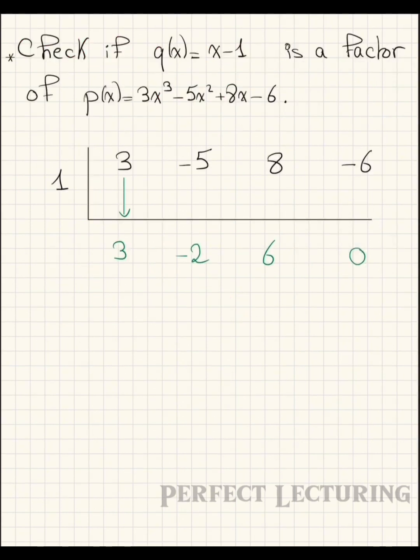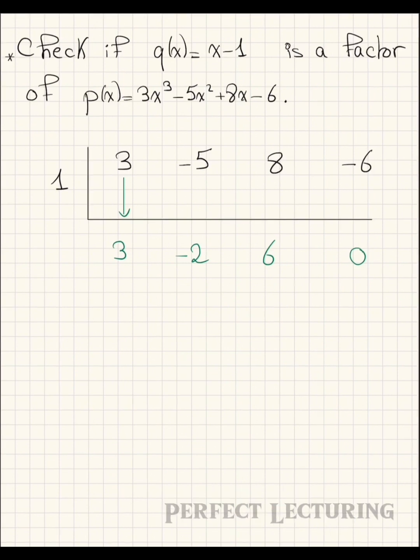A very common question in this topic is the following, something like that. Check if q of x equals to some polynomial is a factor of another polynomial p of x. Whenever you have something like that, it's meant to check whether the remainder is 0 or not. If the remainder is 0, then yes, q of x is a factor of p of x, otherwise is not.